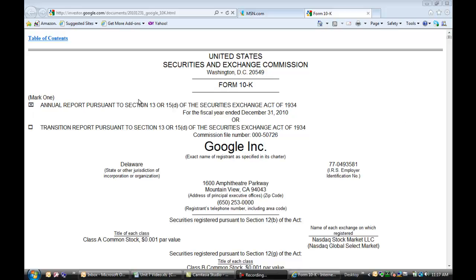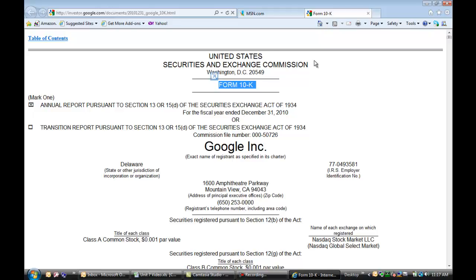I downloaded the Google financial statements from a site out there, investor.google.com. In fact, this seems to be a standard format. You can put investor.ibm.com and so forth. And if you search a little bit, you can find what is called their 10K reports, which is the reports they file for the Security Exchange Commission.